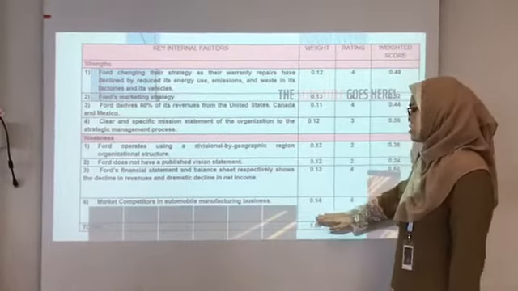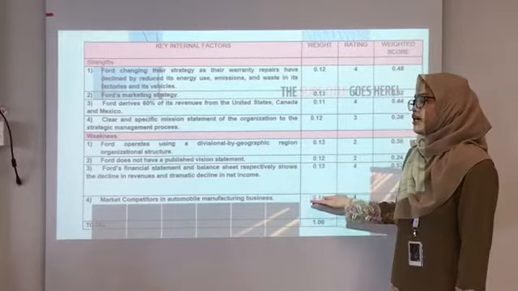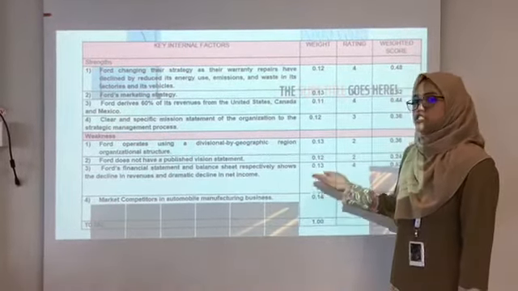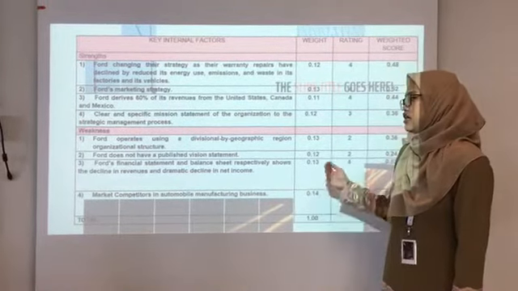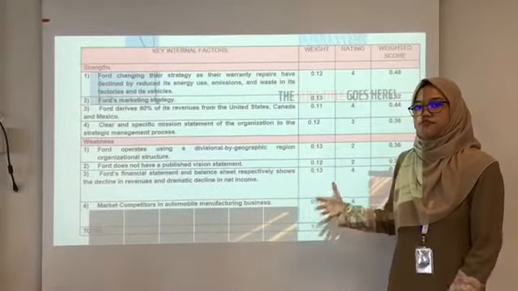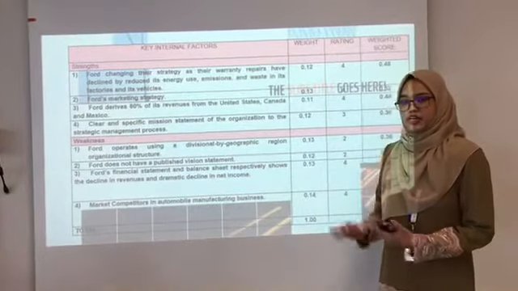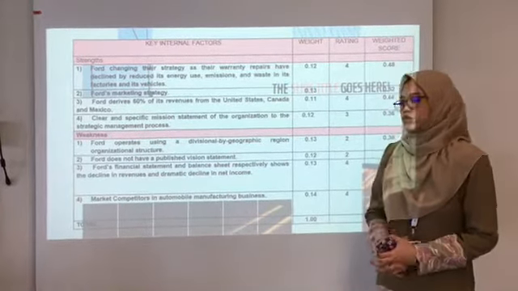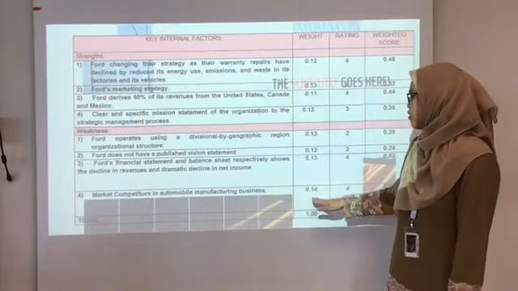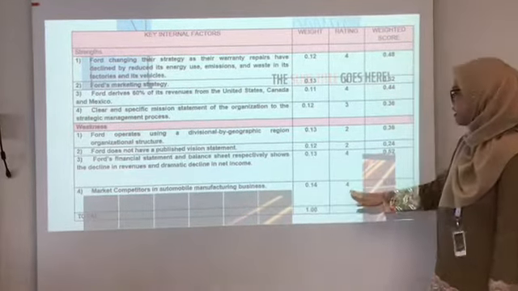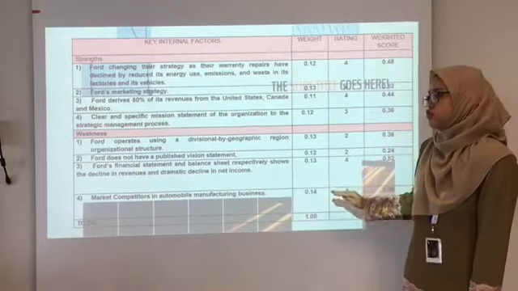So here shows that we put it in the weakness, which shows that the company needs to improve and strengthen more on their market competitors, because we know that Ford has so many competitors such as Toyota, Hyundai, Kia, and also General Motors, and because of that, the weight is indicated as 0.14 with a rating of 4, which shows that this is very important for Ford to look into.